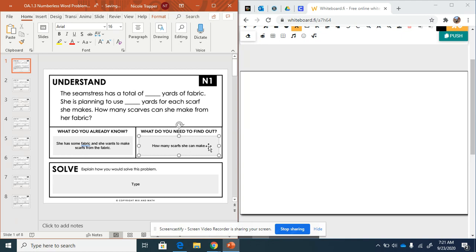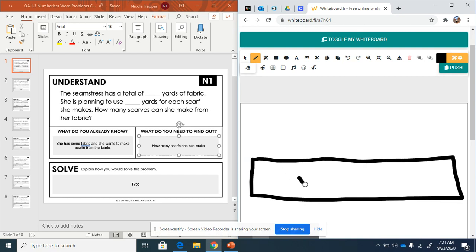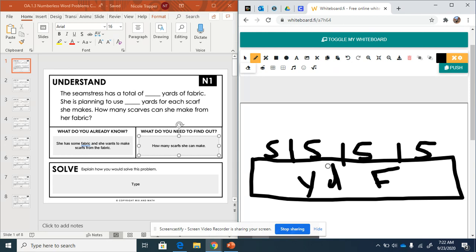I'm going to plan. I'm going to brainstorm different ways to attack the problem. So for today, I'm going to focus on drawing a picture for all of them. So I'm going to draw a rectangle to represent the yards of fabric. I'm just going to represent F for fabric. And then it says she is planning to use blank yards for each scarf. So I'm going to break this up into some scarves and label that S for each scarf. So I'm breaking up this bigger piece and dividing it into smaller pieces.